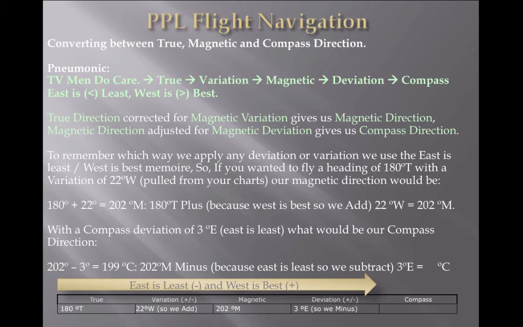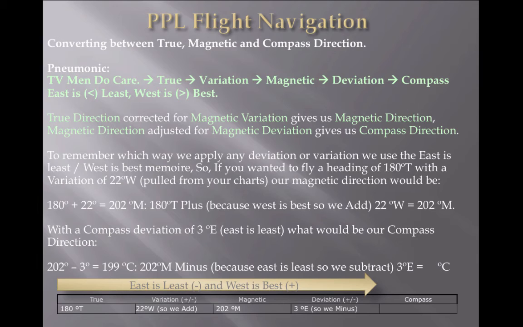So, if you wanted to fly a heading of 180 degrees true, with a variation of 22 degrees west, our magnetic direction equation would be 180 degrees plus 22 degrees gives us 202 magnetic. And the reason for that is 180 degrees plus, because west is best, so we always add. So we're adding 22 degrees west gives us 202 magnetic.